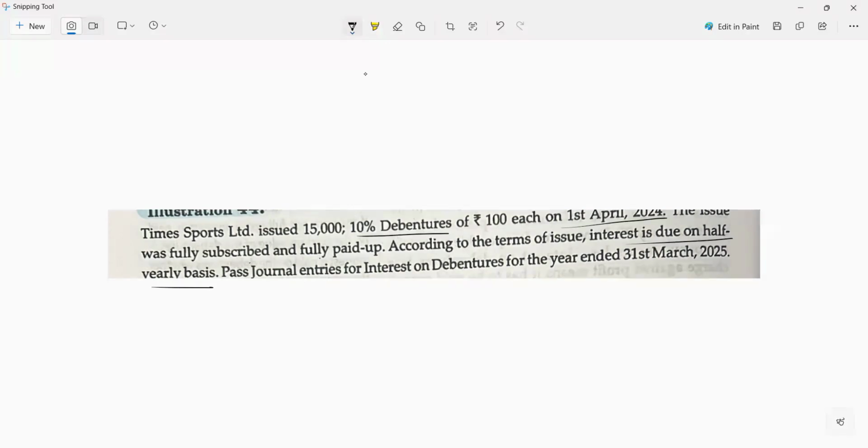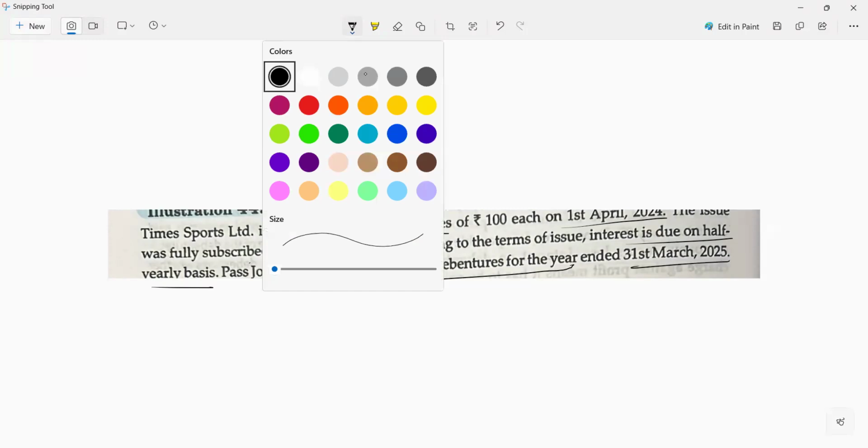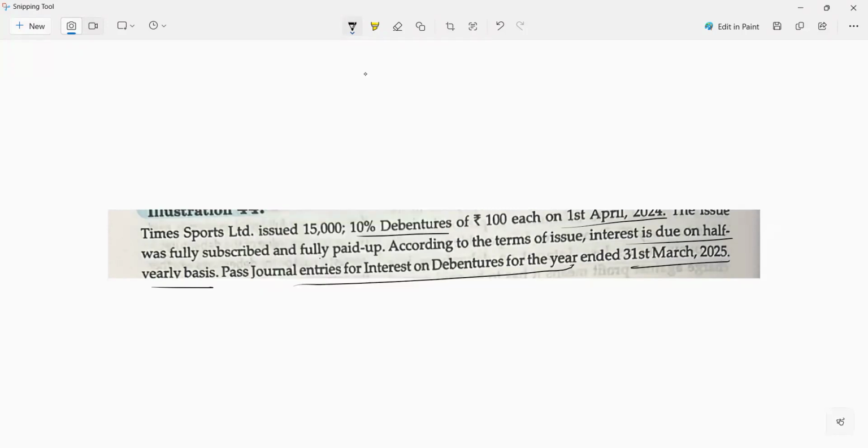So they are saying you have to pass the journal entries for the interest on debentures for the year ended 31st March 2025. For the year ended 31st March 2025, the company is going to pay interest two times, that is, every 6 months. So let's understand it. If the year starts from 1st of April 2024, the complete year will be 1st April 2024 to 31st March 2025. In this entire year, the company is going to pay the interest on debentures two times.